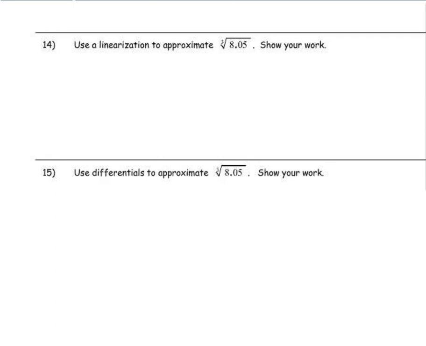Okay, to use a linearization here on number 14 to approximate the cube root of 8.05, what we need to start by doing is establishing a function. So f of x will represent our function. Since we're talking about a cube root of 8.05, we'll use the cube root of x. We also need to establish an x value here to play with. The x value we're going to choose will be 8, because 8 is the closest perfect cube to 8.05.